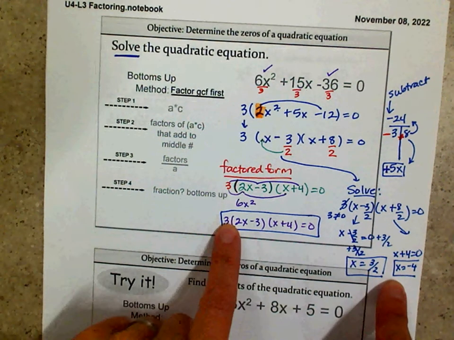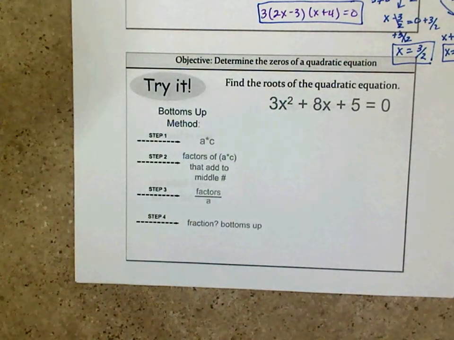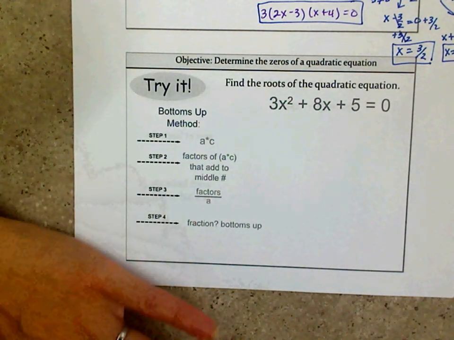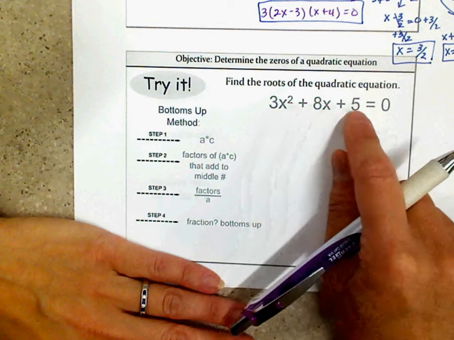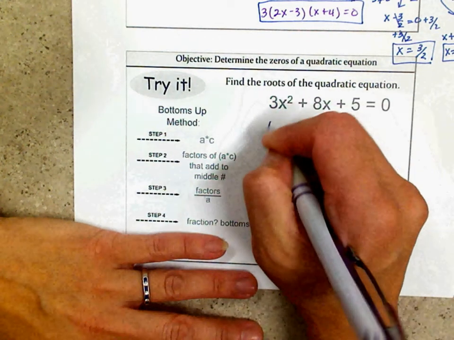All right, next part, okay? Let's try this again. Here we go. 1, 2, 3, quadratic, okay? Nothing greatest common factor, so I'm going to go ahead and draw my 2 sets of parentheses, okay?